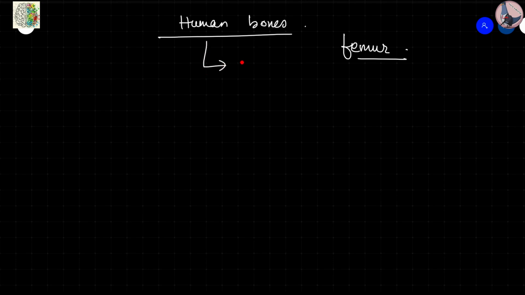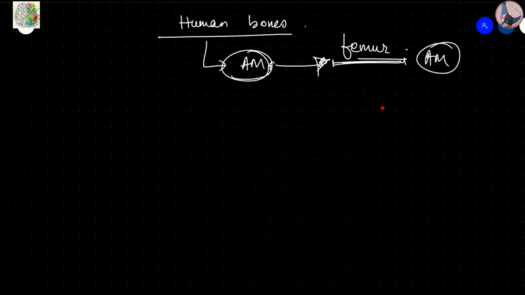Such human bones can very easily be manufactured by additive manufacturing. Suppose you get a fracture in your thigh, then you can expect some person can replace it using a similar femur bone made of titanium or some other material by additive manufacturing. Okay, so these are some of the advantages of additive manufacturing.